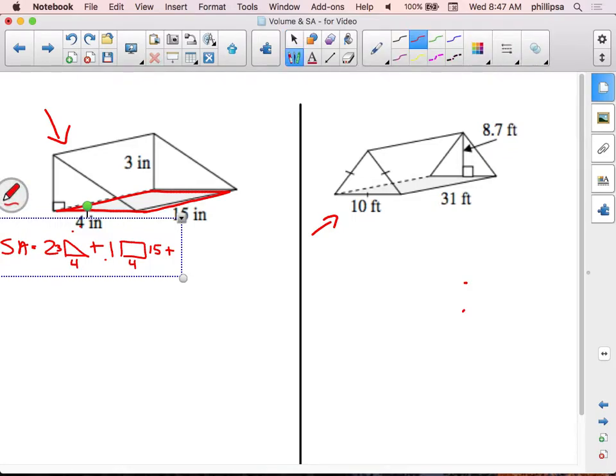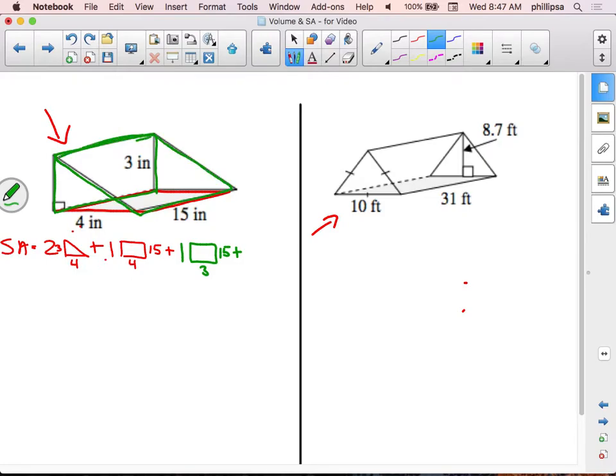I then have this back rectangle here that measures 3 by 15. And finally I have this front one, or slanted one if you will, that measures 15 by whatever length that is. And that I'd have to find.